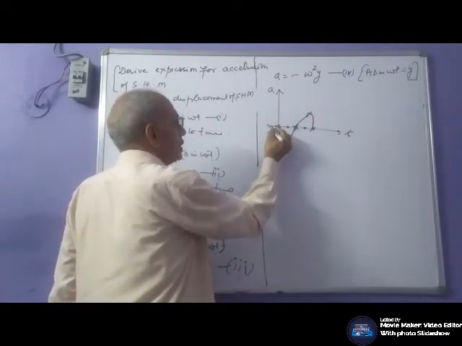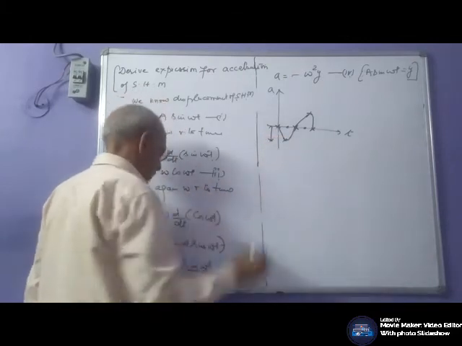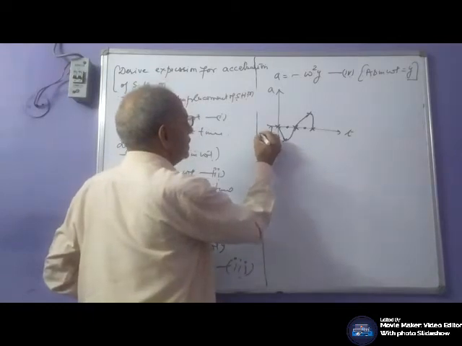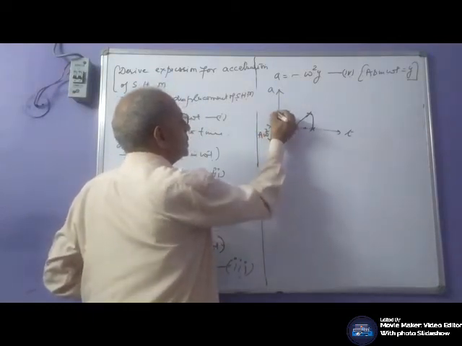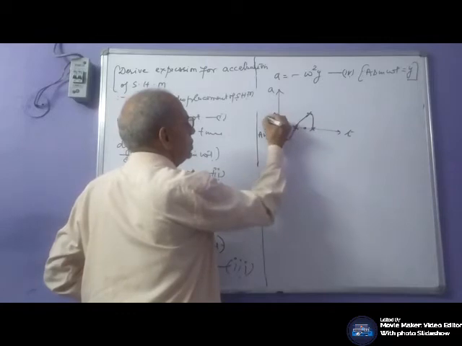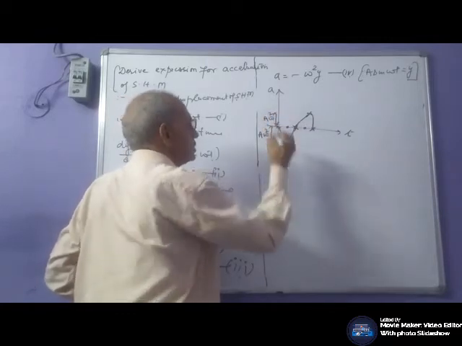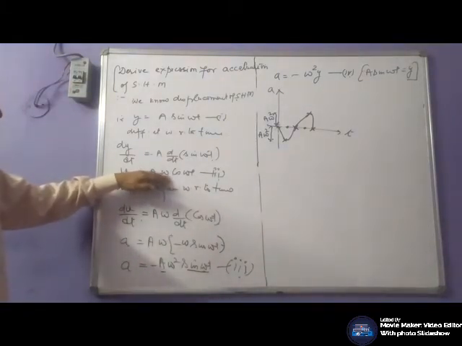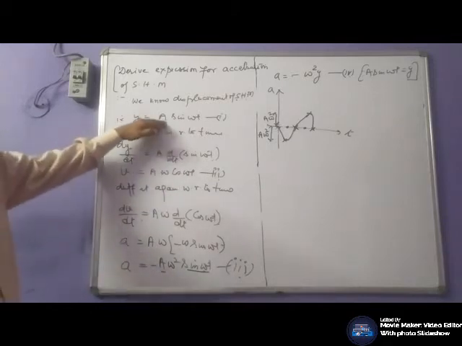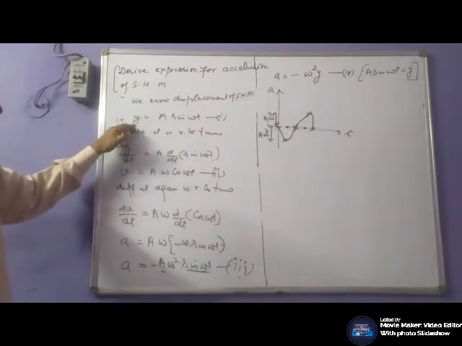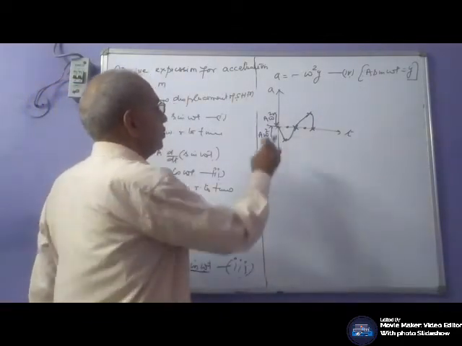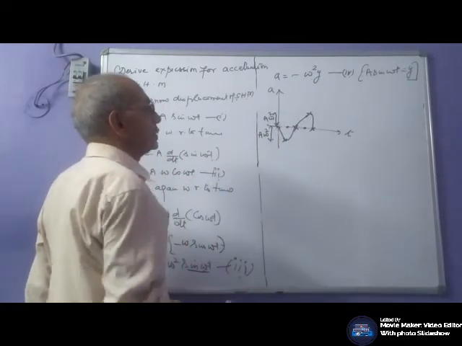And this will be the amplitude of acceleration. This is positive amplitude, this is negative amplitude. A omega is amplitude of velocity, this is amplitude of displacement. So A omega square is maximum acceleration or retardation.